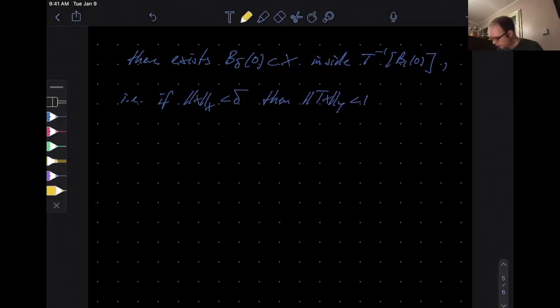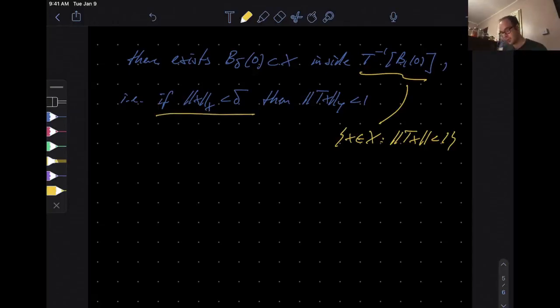And why is this? Well, you just need to remember how this is defined. So what's the preimage of this? These are all x in X such that T of x is inside the ball of radius 1. Yeah, but that means that the norm of T of x is less than 1, right? So T of x is less than 1. And this has to be an open set, so there is some B delta 0 sitting inside, and that's precisely what's written here. So if the norm of x is less than delta, meaning x is in that B delta 0, then it has to be in this set. Well, that's precisely what's written here. Okay, so we have this. Good. Okay, so now what do we do with that?